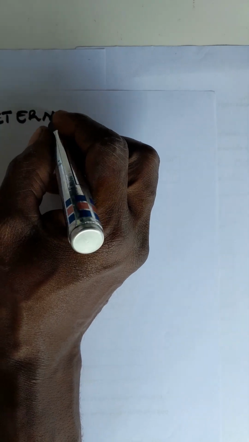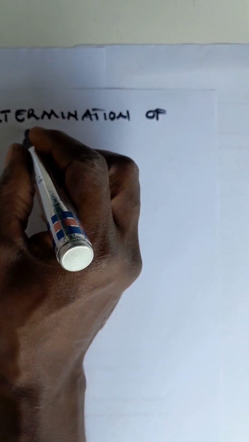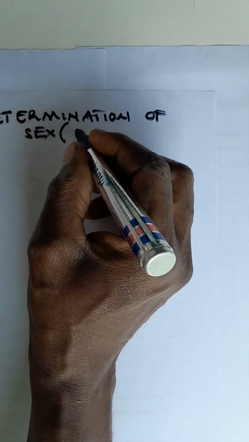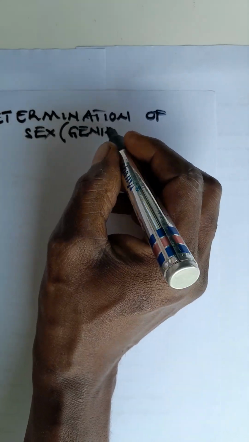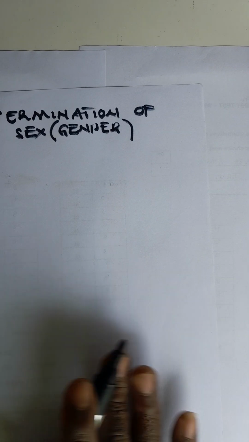So today, friends, we'll be looking at genetics once more, but primarily focusing on the determination of gender or sex. Determination of sex of a child. Now, what we mean here by sex, we are talking about the gender of a person. What determines the gender of an individual?